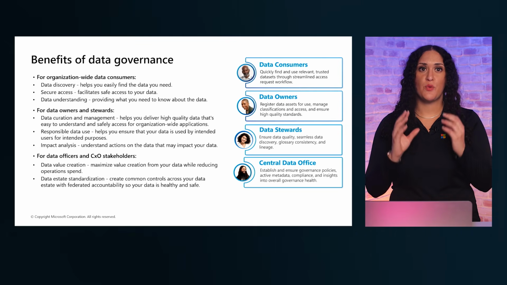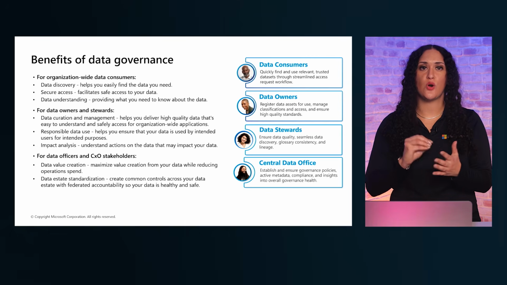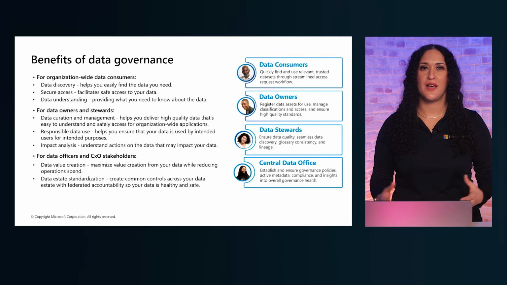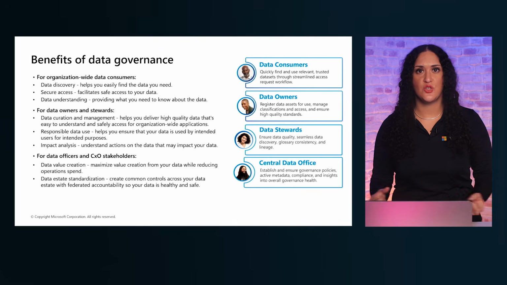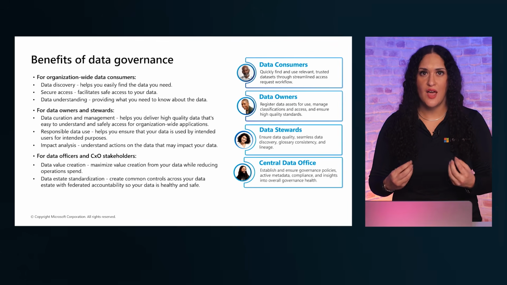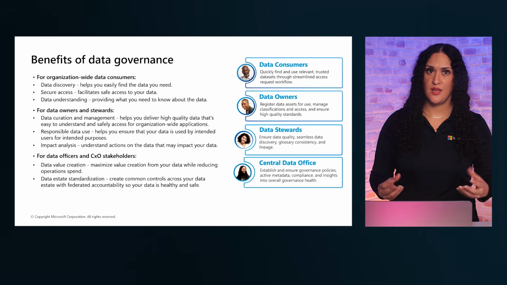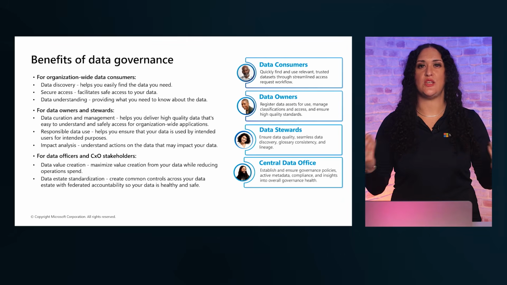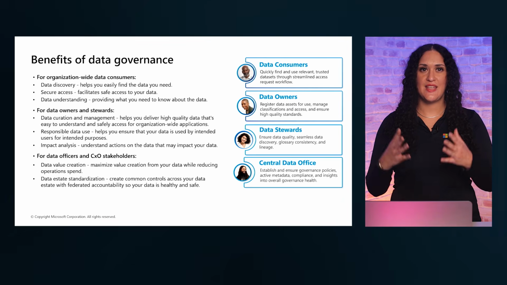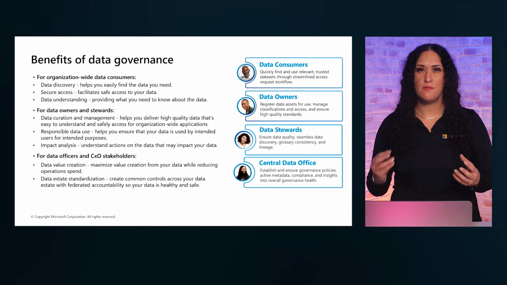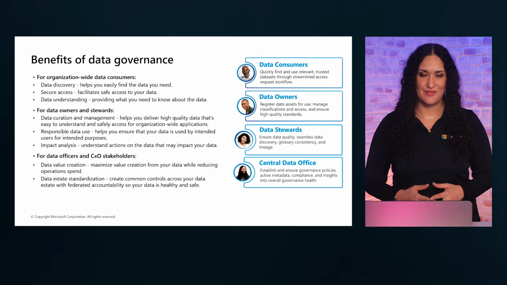Data governance works in practice by defining key roles and core concepts. Data owners and stewards play a central role by curating data, managing classification and access, and ensuring high-quality standards, while stewards focus on data quality, discovery, glossary consistency, and lineage. A central data office sets governance policies, oversees compliance, and monitors the overall data health.